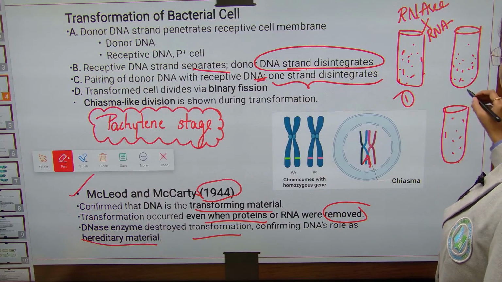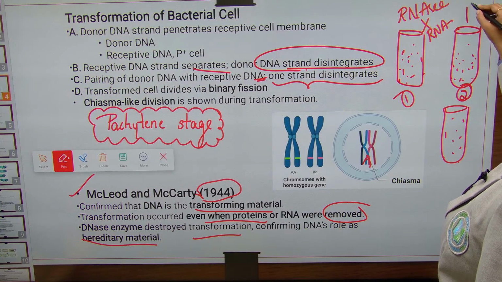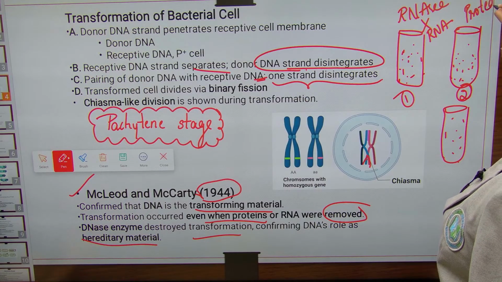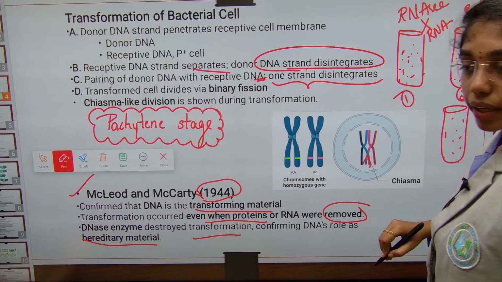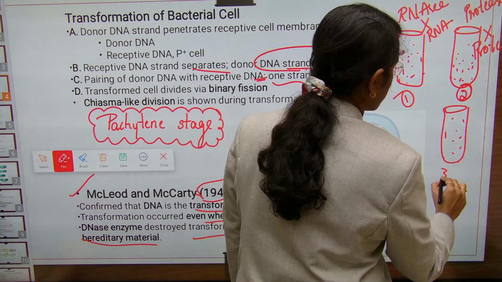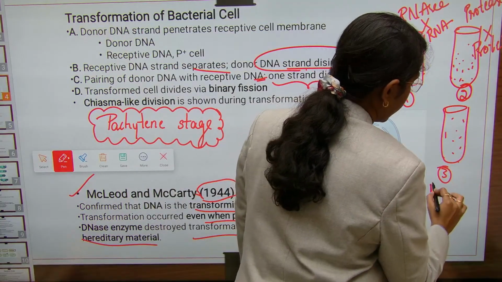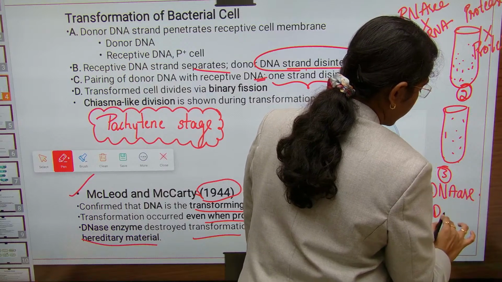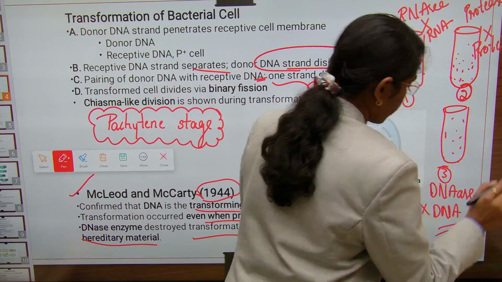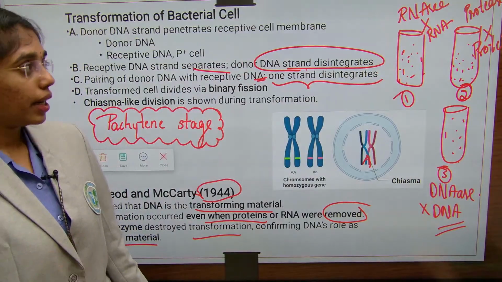Fine, right? In the second test tube, protease is added, which is degrading or disintegrating proteins. Fine, right? And in the third test tube, if you see, DNase is added, which will disintegrate DNA. Okay, it will disintegrate DNA.